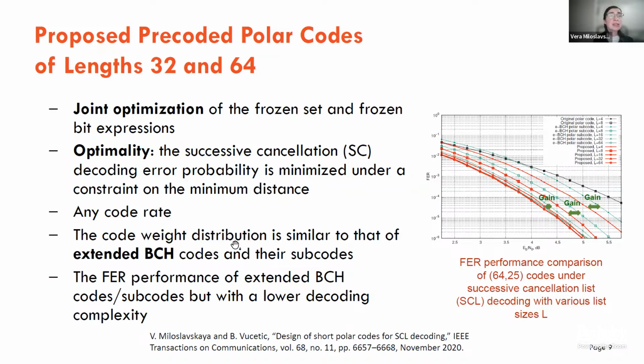The result is that we have codes with weight distribution similar to extended BCH codes, sometimes a little bit better, sometimes a little bit worse. The advantage compared to extended BCH codes is that we can approach maximum likelihood performance with lower decoding complexity, that is, with lower list size.